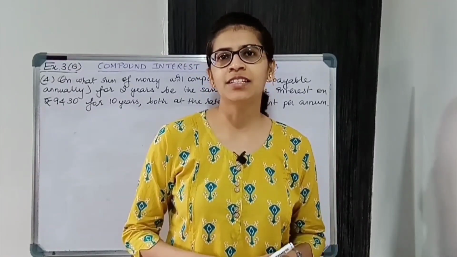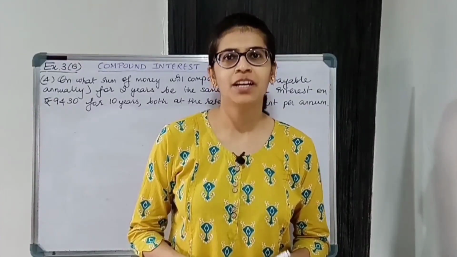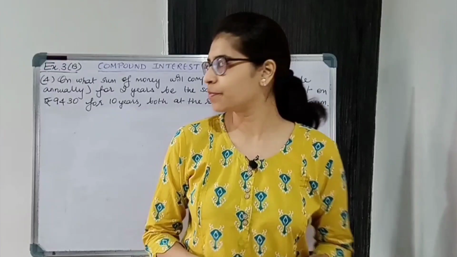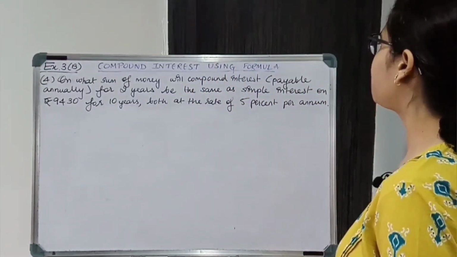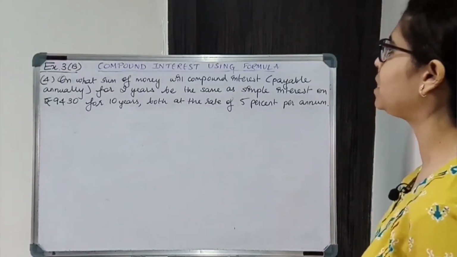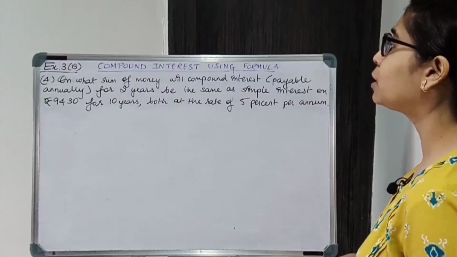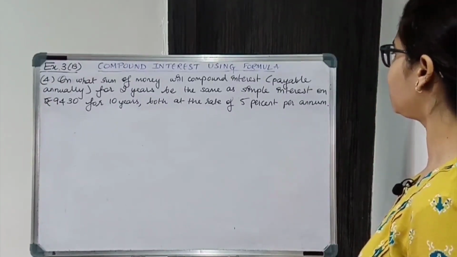In this video, we'll continue with exercise 3B from chapter Compound Interest Using Formula. So starting with question number 4. On what sum of money will compound interest payable annually for 2 years be the same as simple interest on rupees 9430 for 10 years, both at the rate of 5% per annum?